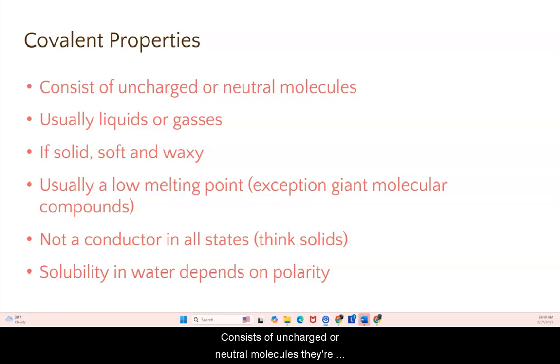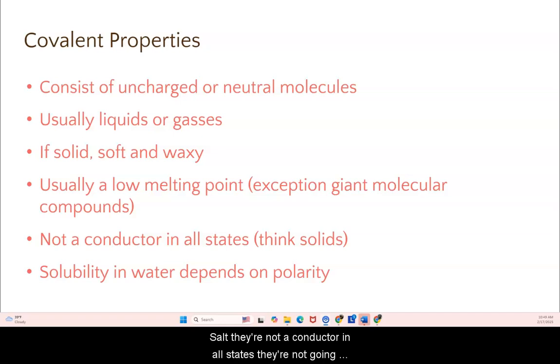They consist of uncharged or neutral molecules. They're usually found in both liquid or gas form, but if they're in a solid form, they're going to be soft and waxy. Please think of like the caramel on a caramel apple. It's kind of soft and waxy. It's not hard. They usually have very low melting points, with a few exceptions of the giant molecular compounds. This is why you can melt sugar to make caramel, but you don't really melt salt.